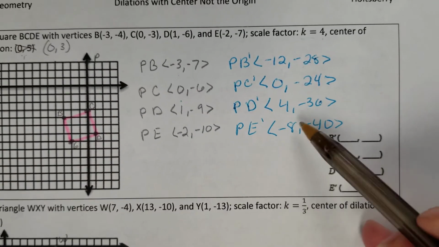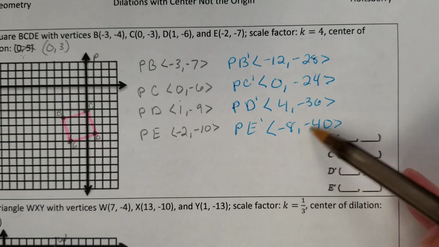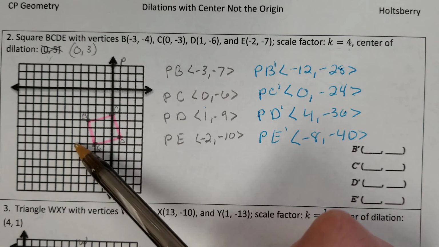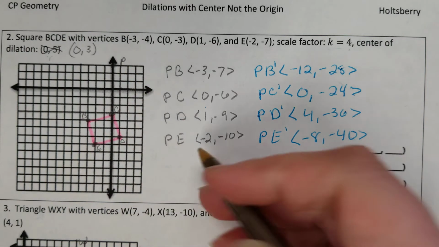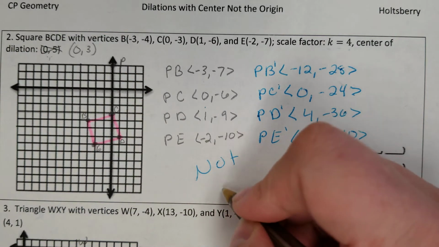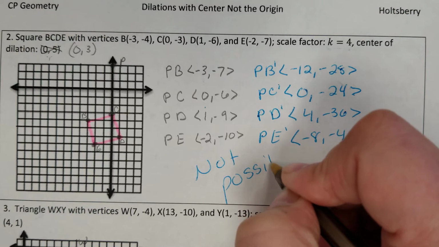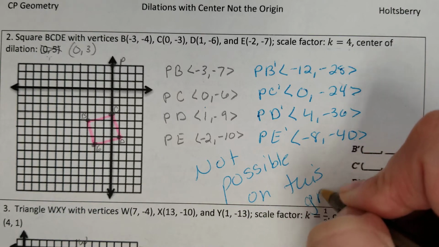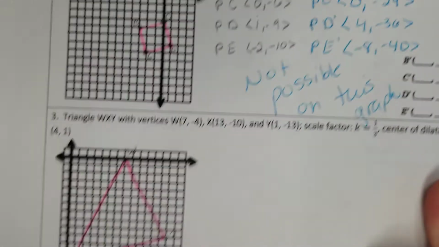All right, so looking at these numbers, they're obviously not going to fit on our graphs. Okay? So we are just going to say not possible on this graph. And go on to the next one.